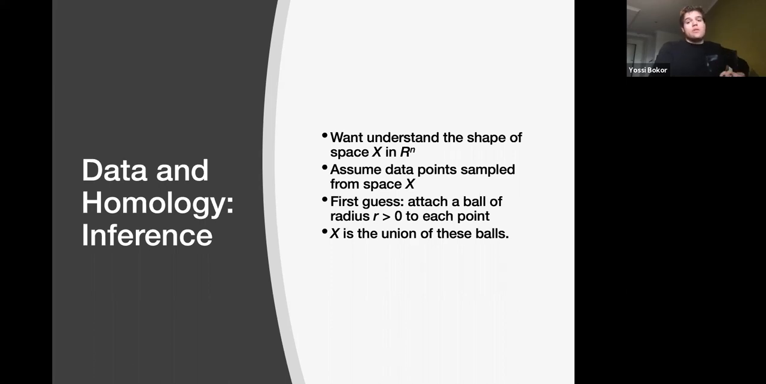A really good first guess is to just pick your favorite radius r bigger than 0 and attach a ball of radius r at each point and be like, X is the union of these balls, and I'm sticking with it. That's it. I'm committed. I don't care. We're all good.